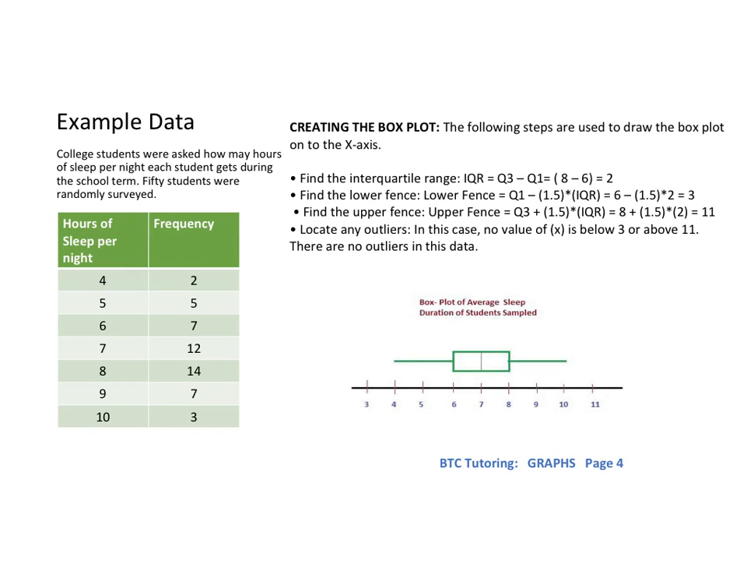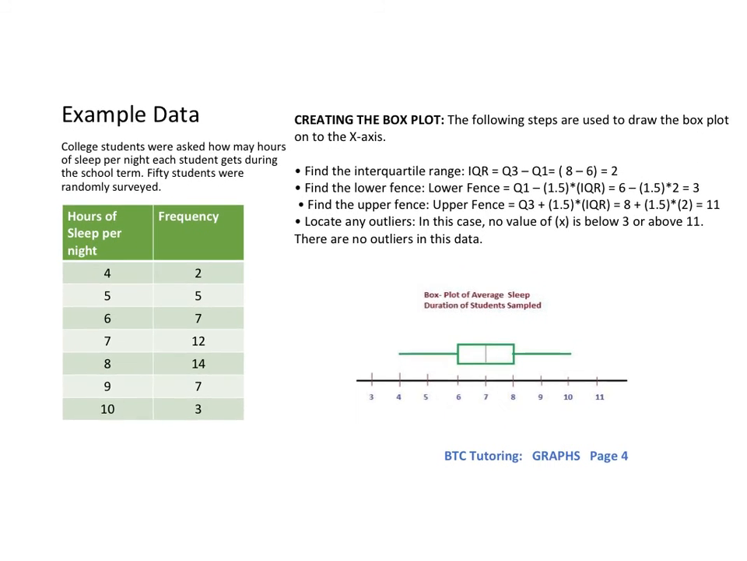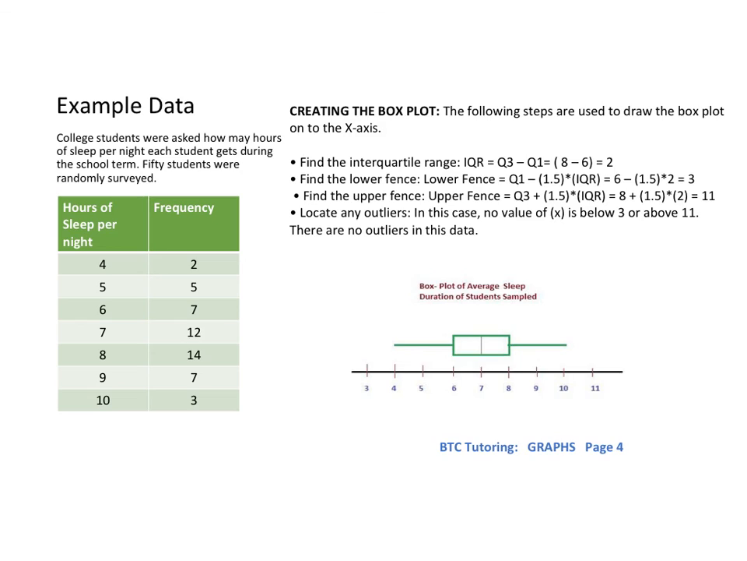And in this case, because our fences are 3 and 11, we don't have any outliers. X doesn't go below 4, or it doesn't go above 10. So therefore, in this case, we can draw our box plot. And here it is.